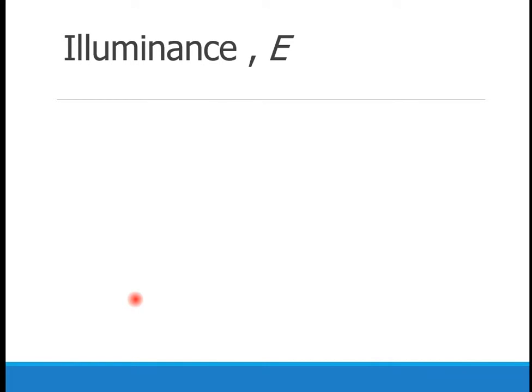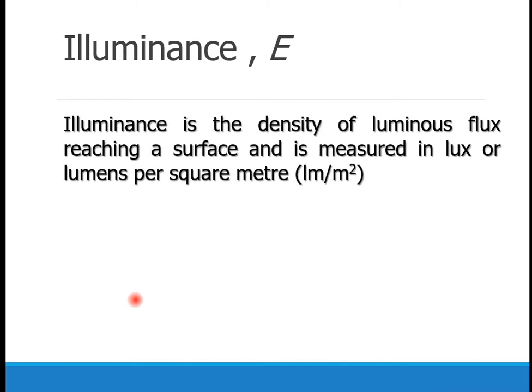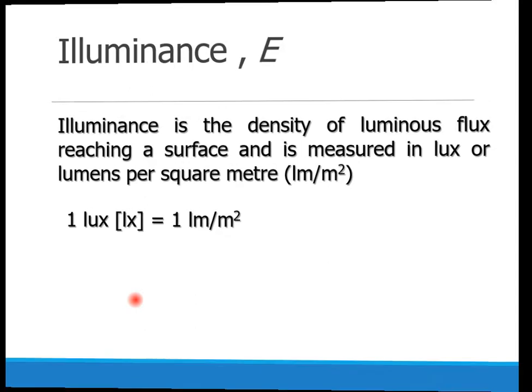Another terminology that we need to know as far as lighting measurement is concerned is the illuminance. Illuminance is the density of luminous flux reaching a surface and is measured in lux or lumens per square meter. So the SI unit of illuminance is lux, or lumens per square meter. In fact, 1 lux is equal to 1 lumen per square meter.